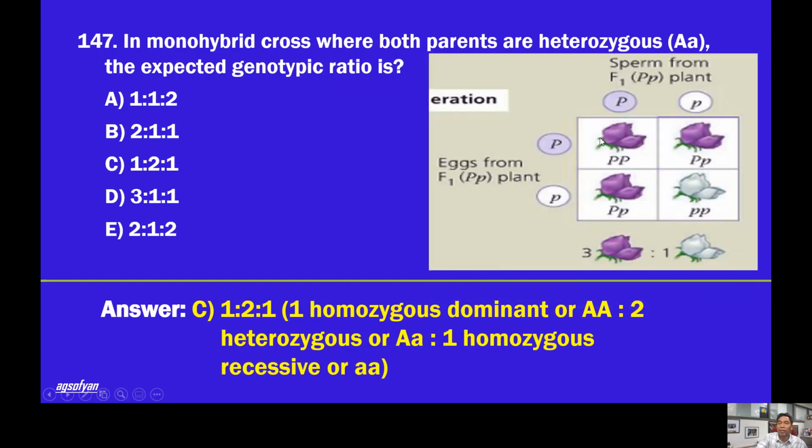And again, look at this picture. 1 homozygous dominant, all uppercase letters. 2 of them will be heterozygous, which is 1 uppercase, 1 lowercase. And the last one is going to be homozygous recessive, both lowercase letters.